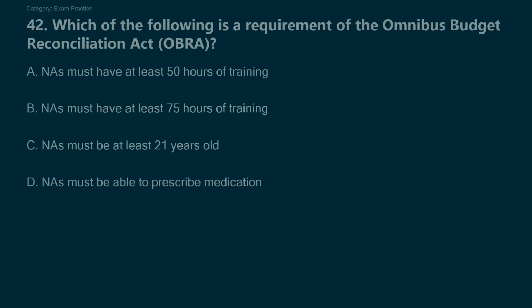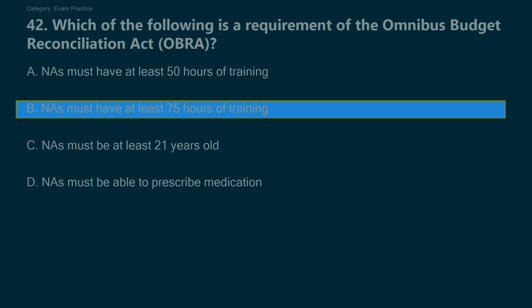Question 42. Which of the following is a requirement of the Omnibus Budget Reconciliation Act (OBRA)? Option A, NAs must have at least 50 hours of training. Option B, NAs must have at least 75 hours of training. Option C, NAs must be at least 21 years old. Option D, NAs must be able to prescribe medication. The correct answer is option B, NAs must have at least 75 hours of training.